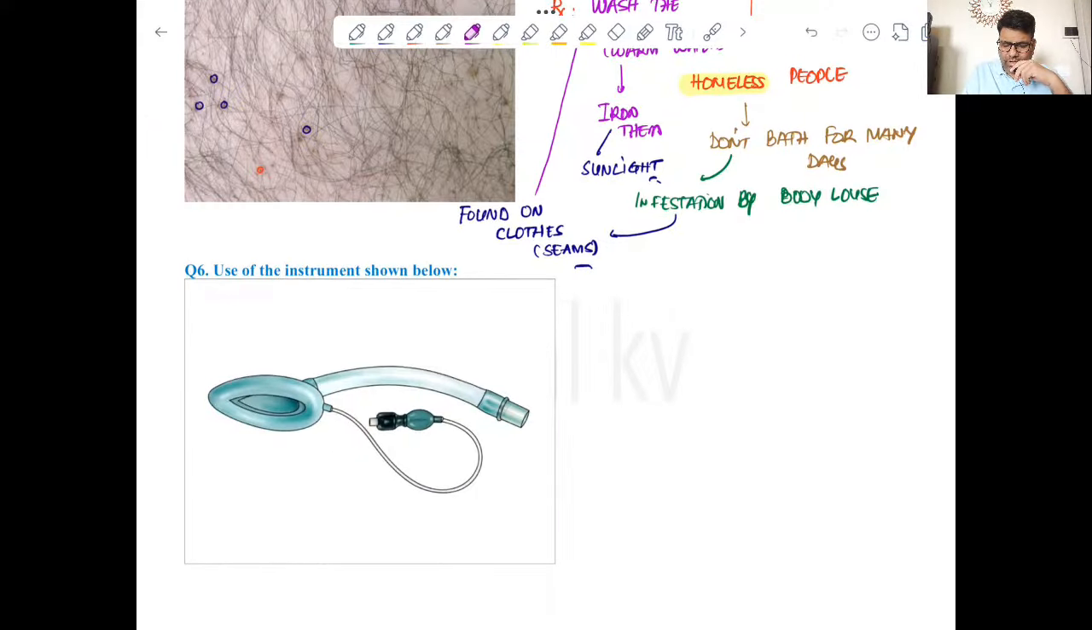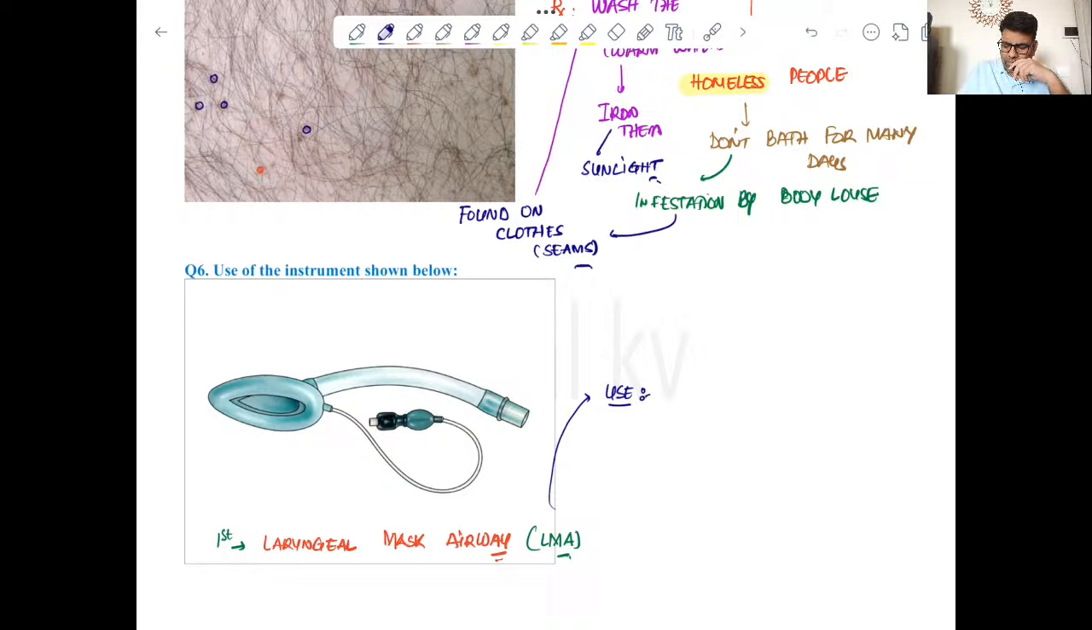Now what is this instrument shown in the image? Any idea what this instrument is? This is laryngeal mask airway. Okay, so this is laryngeal mask airway, and the very first thing is, of course, you have to identify it. Once you identify it, then only you can talk about its use. Very good, Chaitanya, very good, Shanwaz. This is laryngeal mask airway.